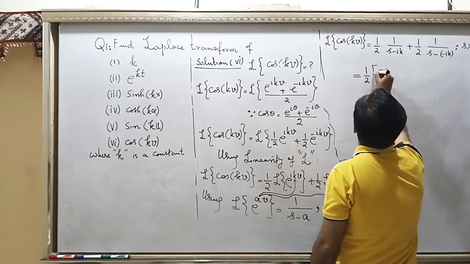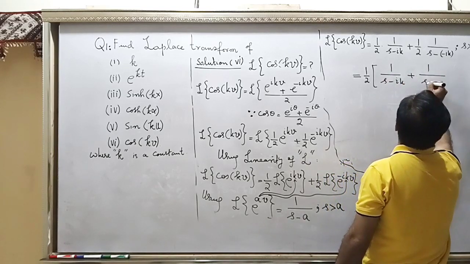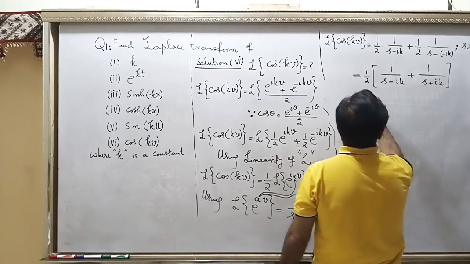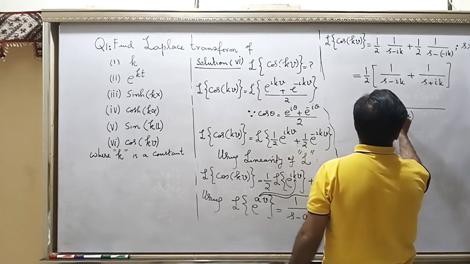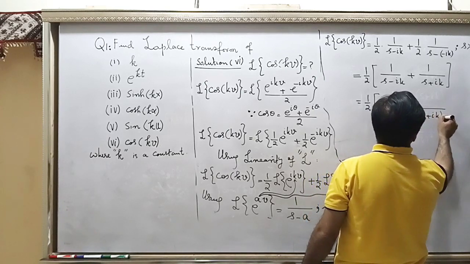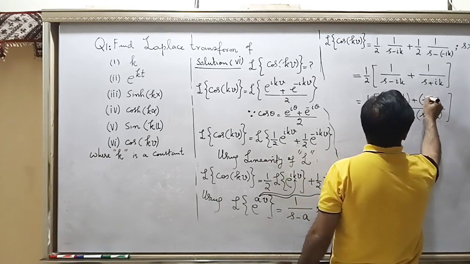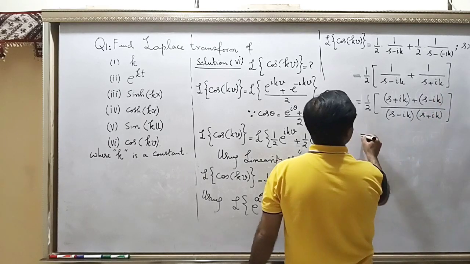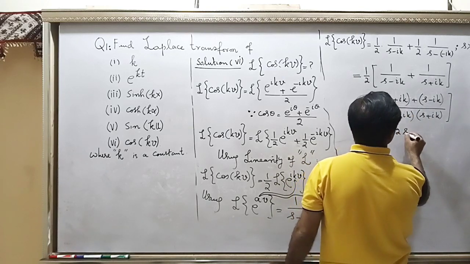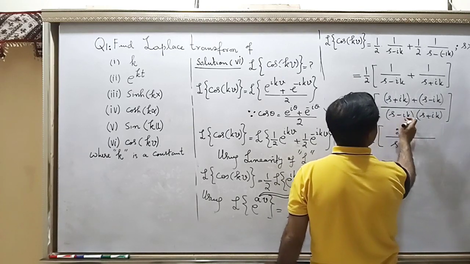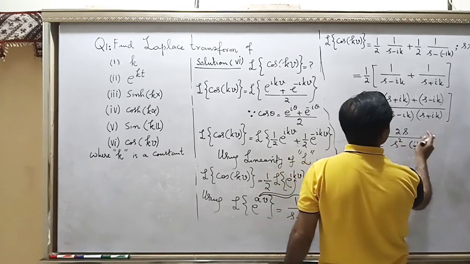1 over 2 will be taken out, and you have 1 over s minus ik, and plus 1 over s plus ik. Take LCM again. This is s plus ik and plus s minus ik, and this is 1 over 2. S plus s will be 2s, and ik will cancel. So this is a minus b, a plus b again, and it is a square minus b square, and b is your ik.